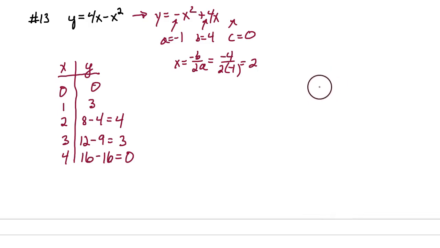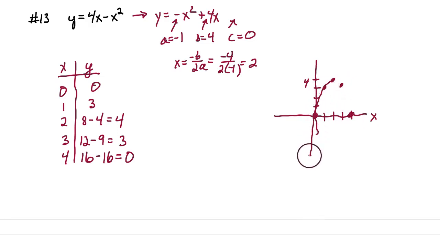Now let's graph this. Notice that we never got a y value that was negative. So when I draw my axis system, I don't really need to go downwards to the negatives. On the x-axis, my numbers go from 0 through 4. So 1, 2, 3, and 4. On the y-axis, the highest number I ever got was positive 4. 1, 2, 3, 4. Let's graph the dots. Here's 0, 0, 1, 3, 2, 4, 3, 3, and 4, 0. And then draw in the parabola.